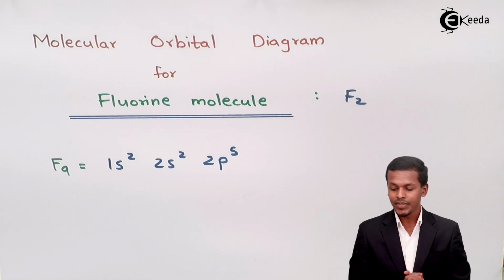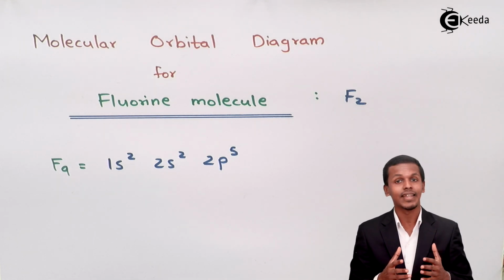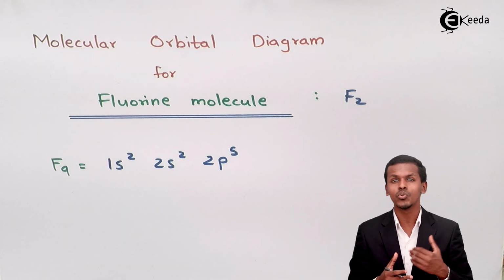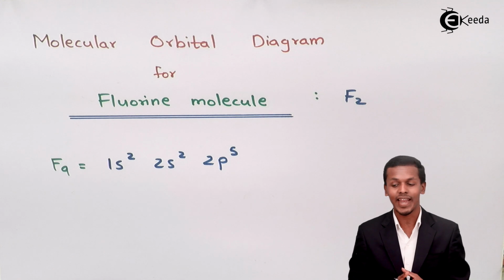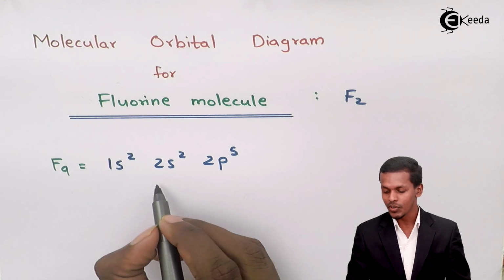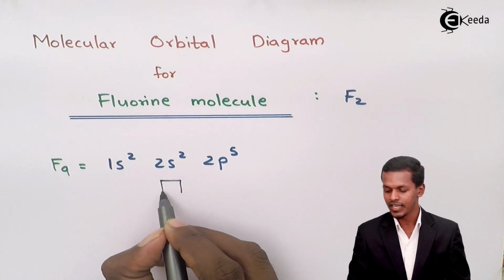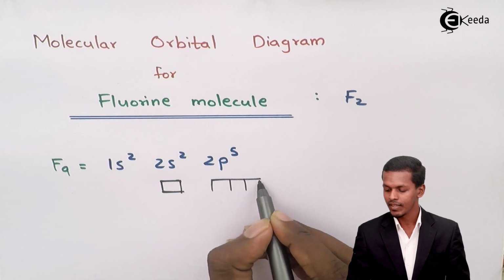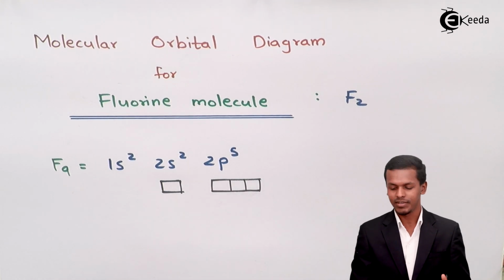Now we are concerned with the outermost shell, or outermost orbit, which consists of two subshells, the S subshell and the P subshell. The S subshell consists of one orbital, while the P subshell consists of three orbitals, namely Px, Py and Pz.